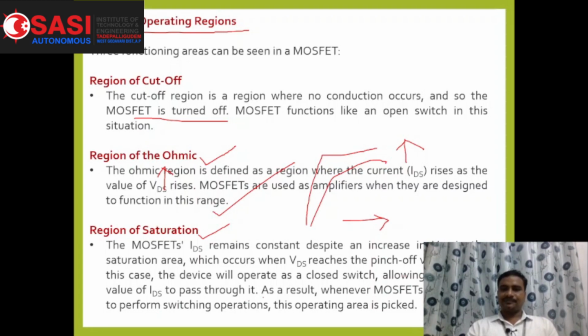As a result, whenever MOSFETs are required to perform switching operation, this operating area is picked. That means whenever we require to operate the MOSFET as a switch, we go with the saturation region.